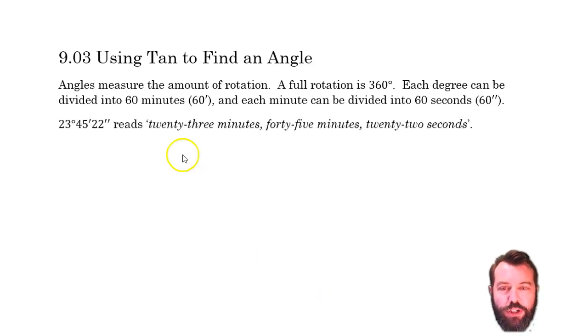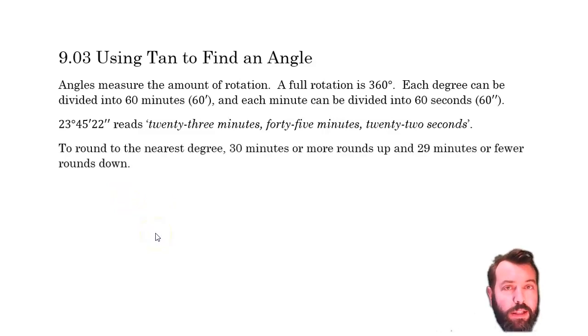Now we use this notation here, and there's a little typo here. That shouldn't say minutes, that should say degrees. So this here reads as 23 degrees, 45 minutes, 22 seconds. And we use a DMS button on our calculator to do that as well.